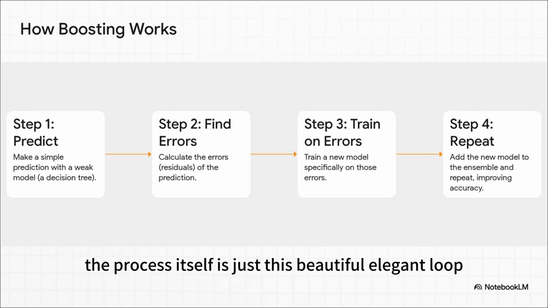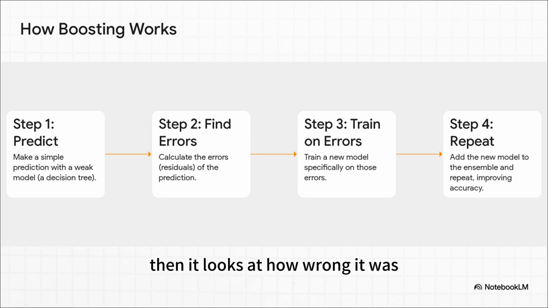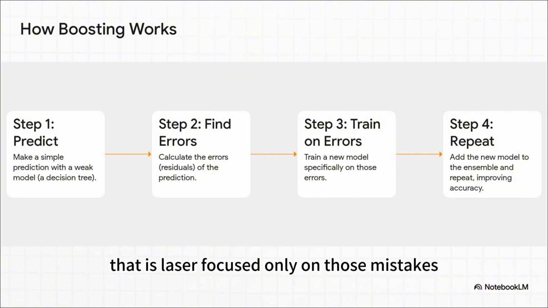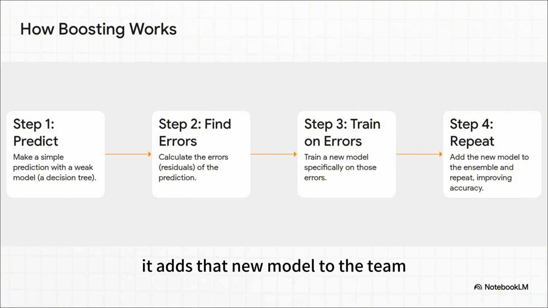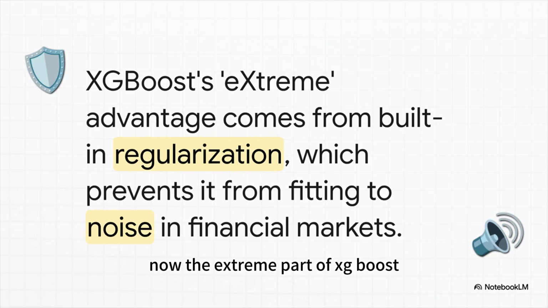The process itself is just this beautiful, elegant loop. It starts out, makes a simple guess with, say, one little decision tree. Then it looks at how wrong it was. And its very next move is to build a brand new model that is laser-focused only on those mistakes. It adds that new model to the team and just does it again and again, getting a little bit better with every single cycle. Now, the extreme part of XGBoost comes from its secret weapon, regularization.